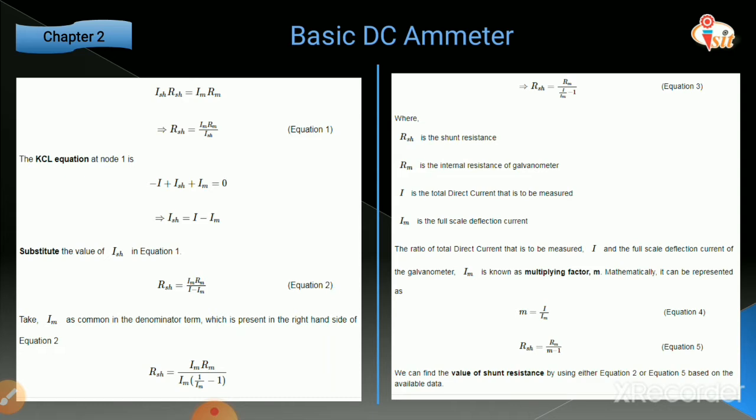Okay, now we can find out the value of the shunt resistance. RSH is equal to Rm upon m minus 1, where m is equal to I upon Im. And this is regarding the derivation of the basic DC ammeter, which shows how to find out the value of RSH. The formula for RSH is equal to Rm upon m minus 1.